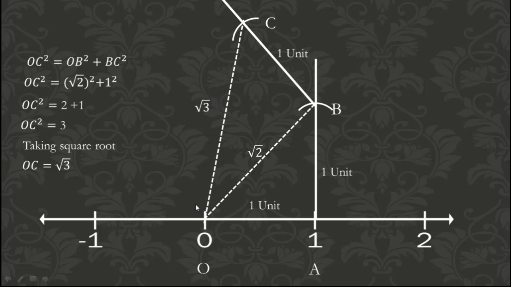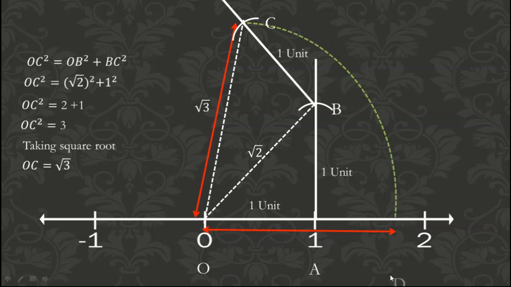Now this length we need on our number line here. So what you have to do, just take O as center and make an arc equal to OC, which is the required length under root 3, and then make an arc which intersects the line at the point D.